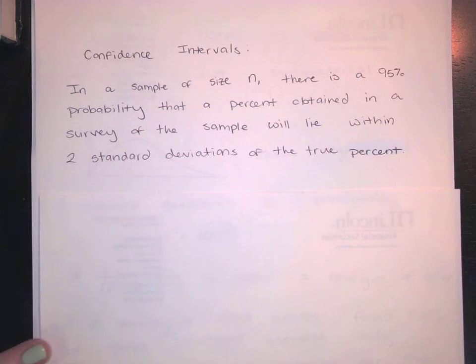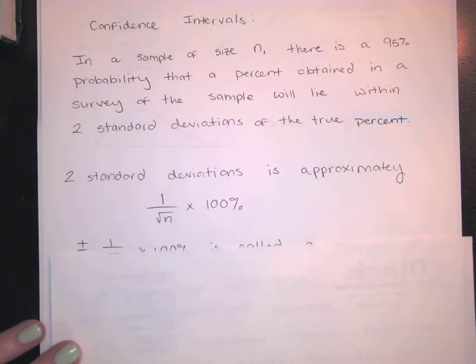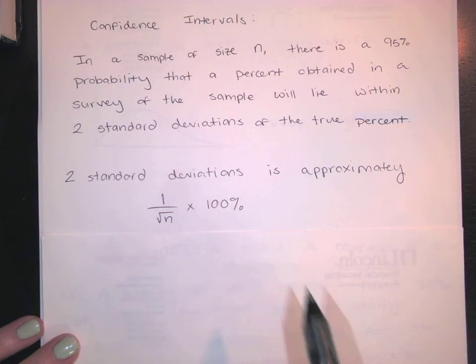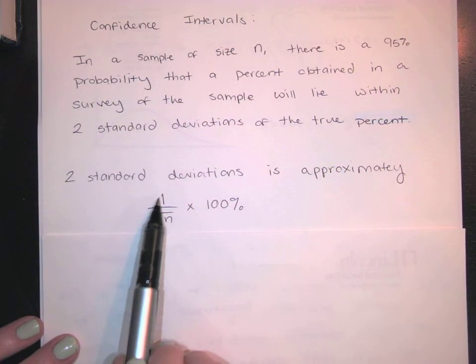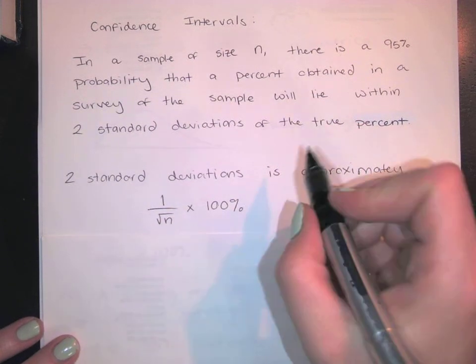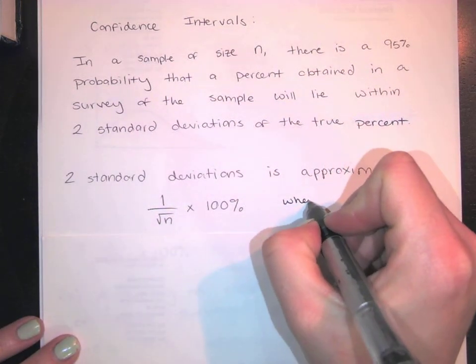So let's see if we can make that make more sense. Note this nifty formula. 2 standard deviations is approximately 1 divided by the square root of n times 100%, where n is your sample size.